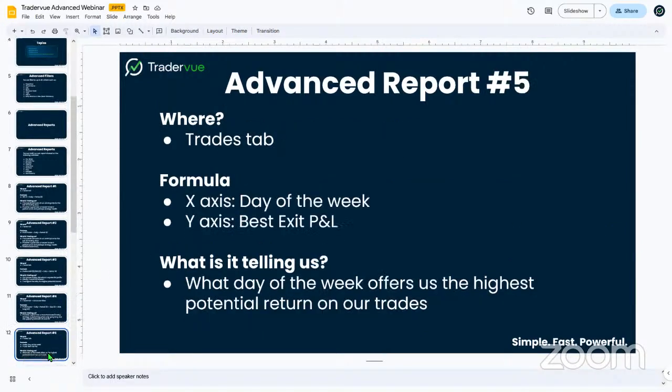So let's go maybe now to something more complex. Now we're going to move to the trades tab instead of the trends tab. And we're going to be playing around with the x-axis and the y-axis. Here we have a combination of day of the week versus best exit P&L. And so what it is going to be telling us is what day of the week offers us the highest potential return on our trades.